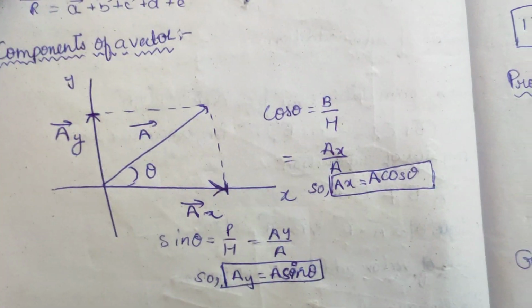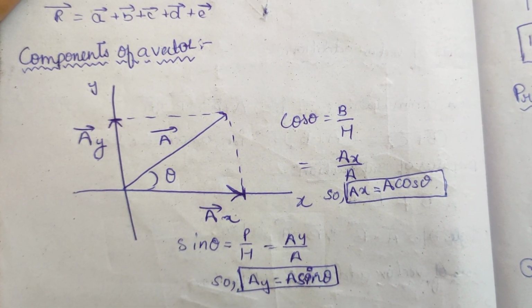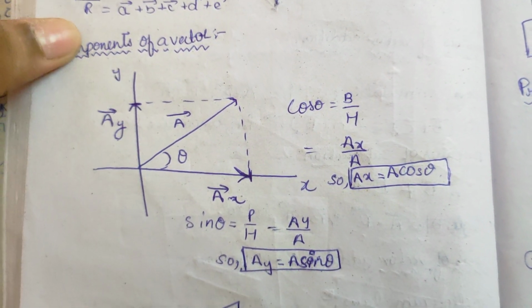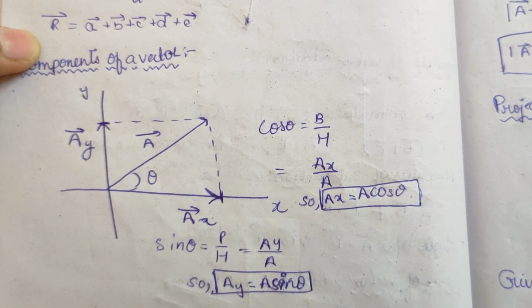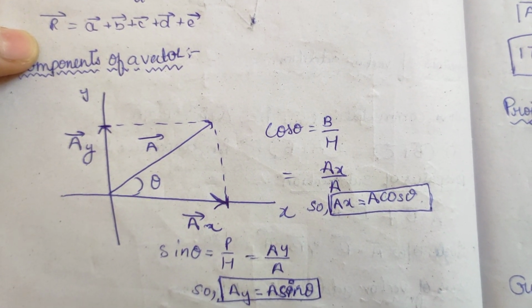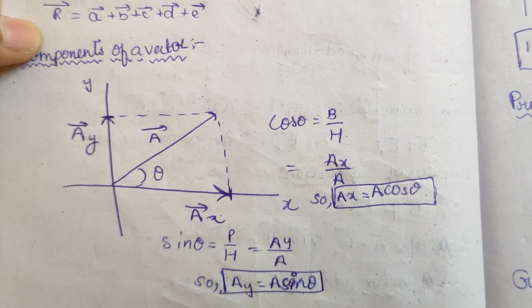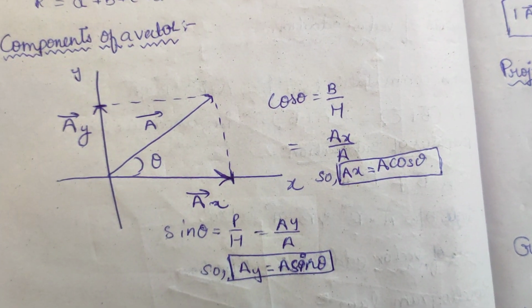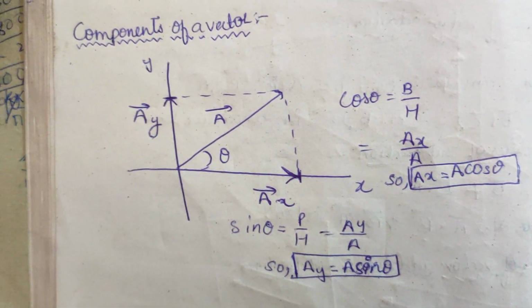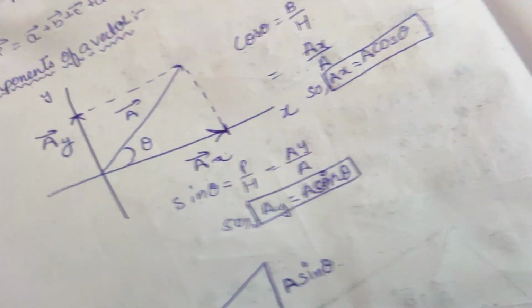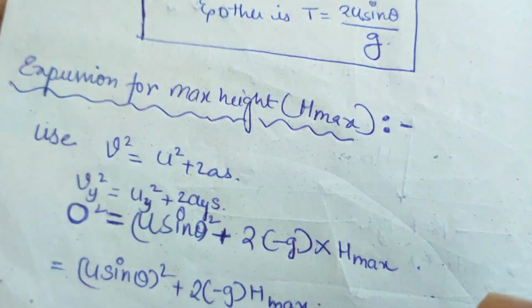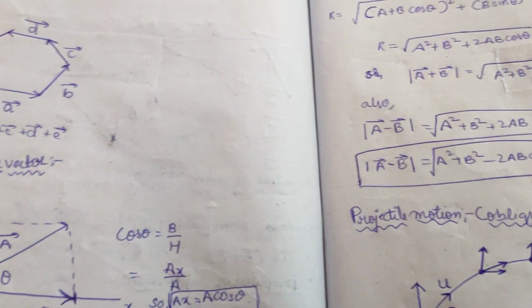Now components of a vector. Here you can see ax and ay. Here cos theta equal to base by hypotenuse, so we can write cos theta equal to ax by a, so ax equal to a cos theta, and sin theta equal to opposite by hypotenuse. So here we can write ay by a, so ay equal to a sin theta. Here you can see the triangle. We will get a sin theta, a cos theta and the hypotenuse.